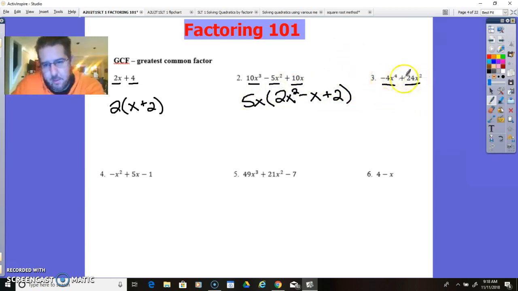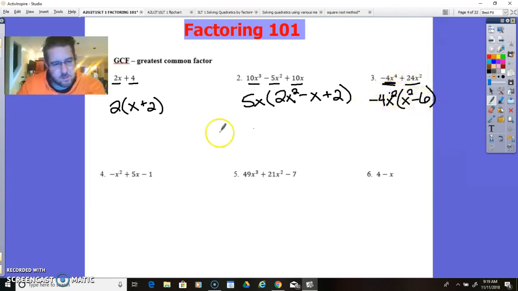And number 3, both these terms can both be divided by 4. Now, since the first term is negative, I'm going to factor out that negative. And they both have at least 2 x's. So this divided by this is x squared, because x squared times x squared is x to the 4th. 24 divided by negative 4 is negative 6. And done. The x's, 2 minus 2 makes no x's.